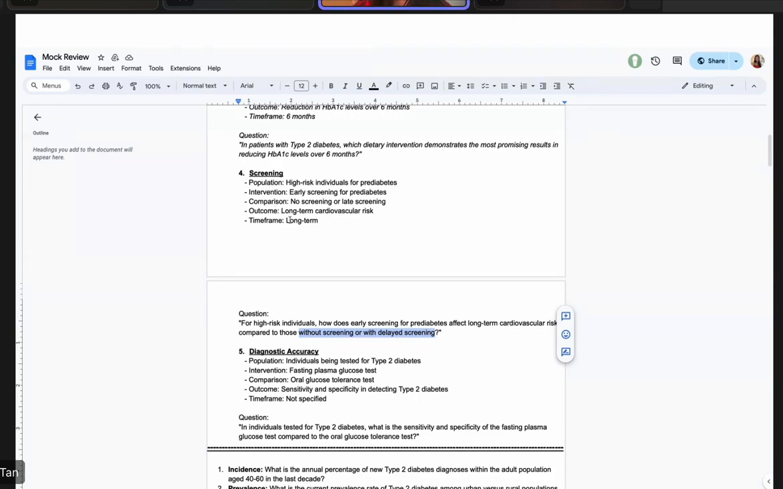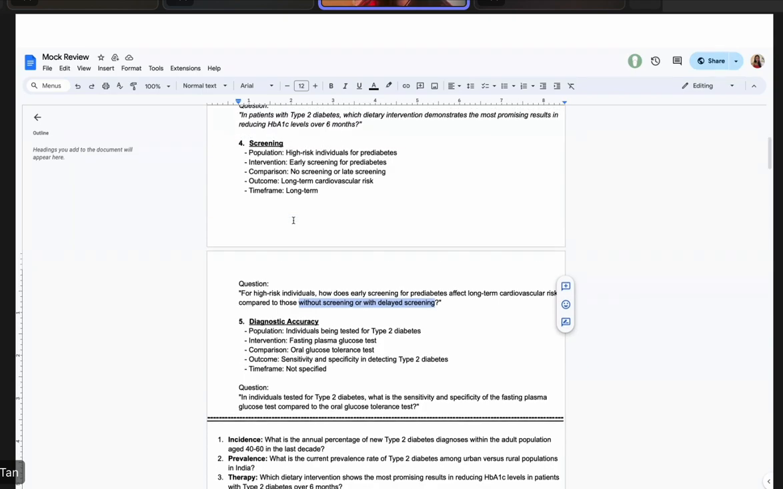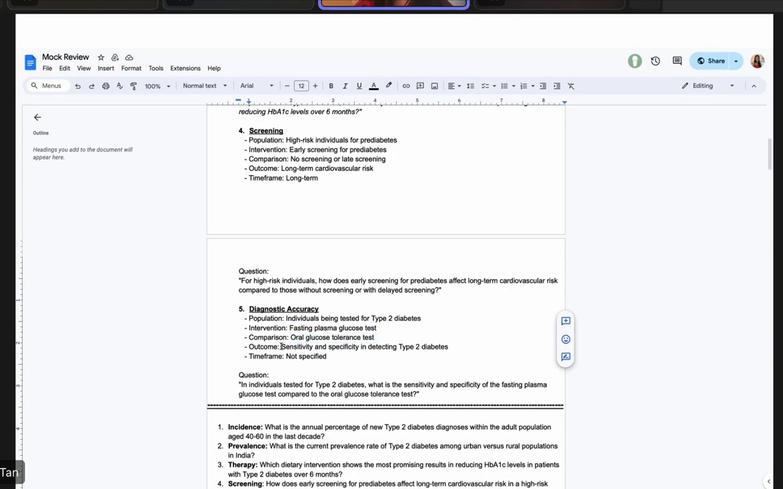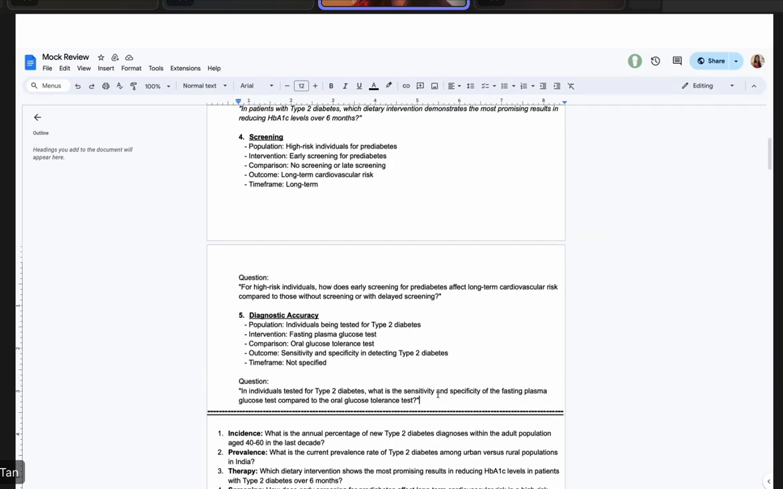So this PICO framework is actually really, really good. It makes things so much easier and more streamlined. And lastly, we have our diagnostic accuracy. So population, again, individuals being tested for type 2 diabetes, intervention, fasting plasma glucose test, comparison oral glucose tolerance test, outcome, sensitivity and specificity. And in individuals tested for type 2 diabetes, what is the sensitivity and specificity of the fasting plasma glucose test compared to the oral glucose tolerance test?